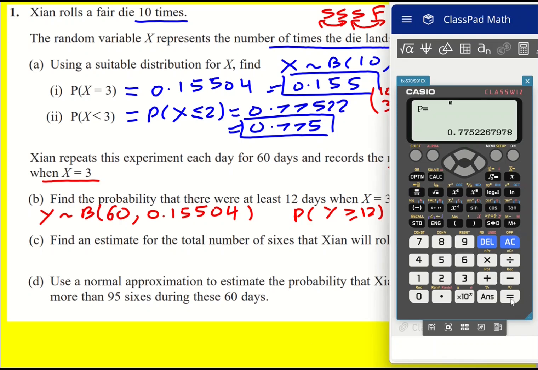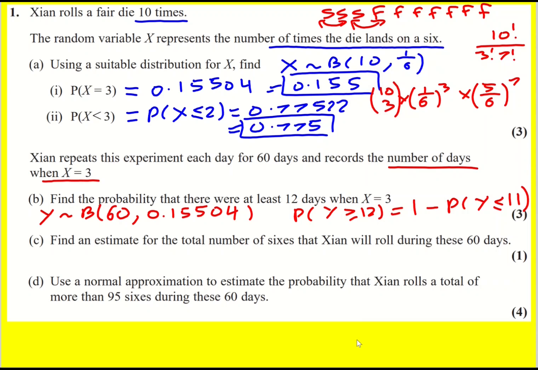So back to our calculator. This time I can still use the CD button, but it's going to be 11 here. I've got 60 trials. The probability of success is 0.15504, and I get 0.78822.